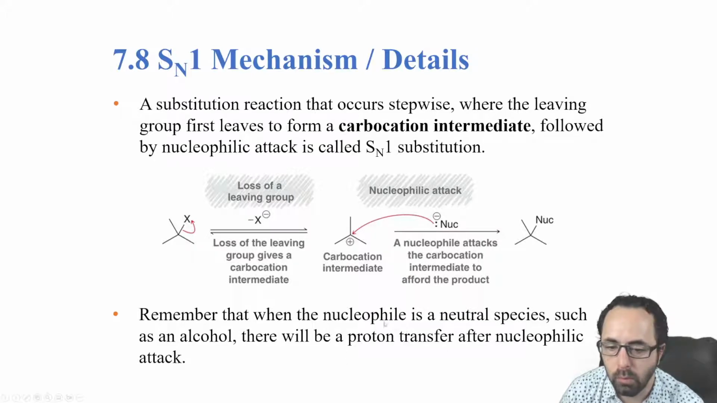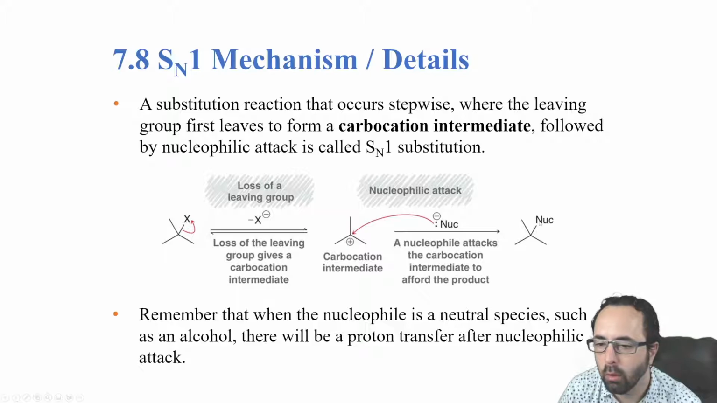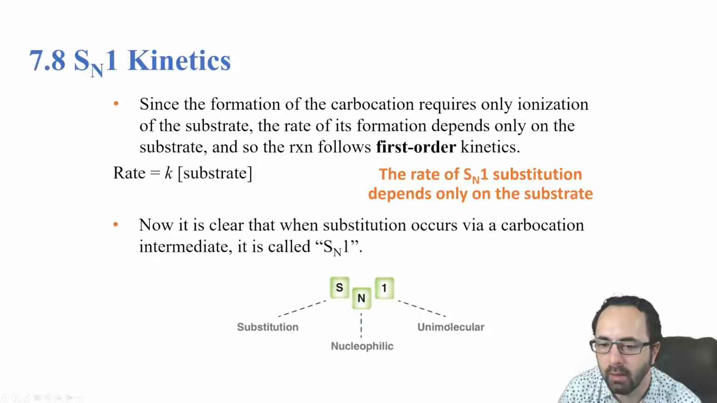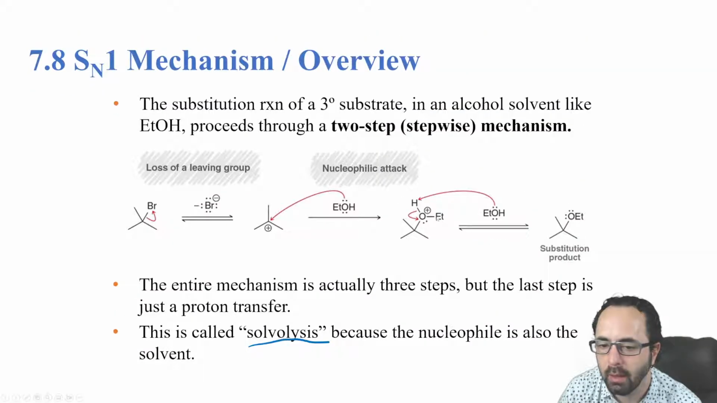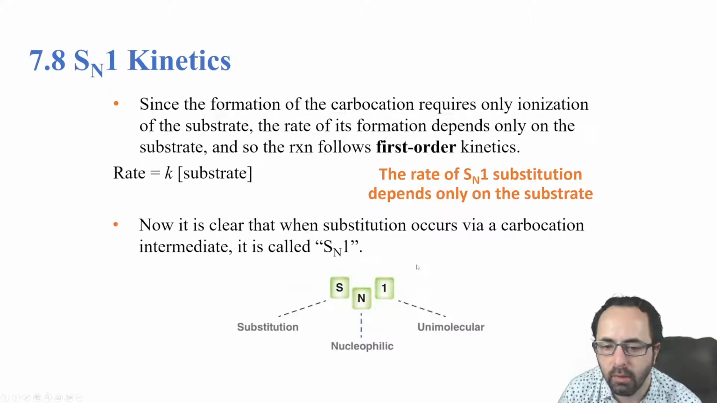So remember also that when the nucleophile is a neutral species, such as an alcohol, there will be a last step where that is deprotonated. That was shown right here, just going back again. If you have a neutral nucleophile attacking, there's going to be an additional proton transfer afterwards. So there will be a third step in those.